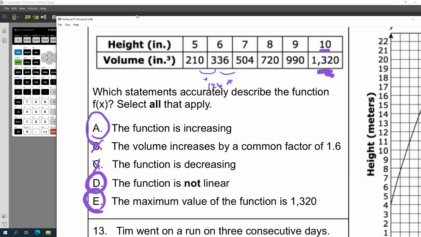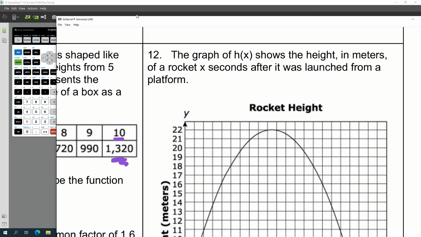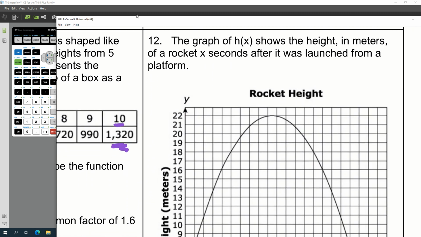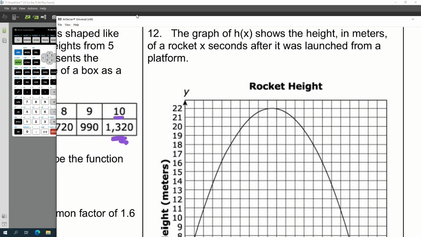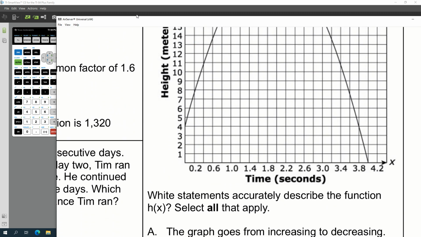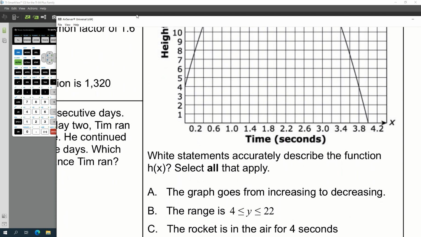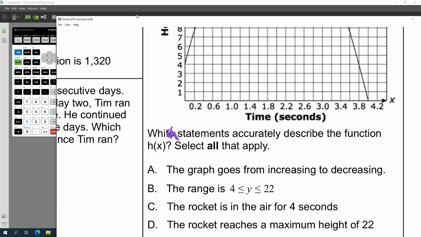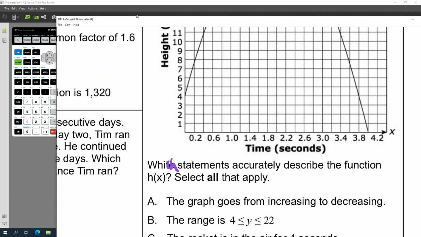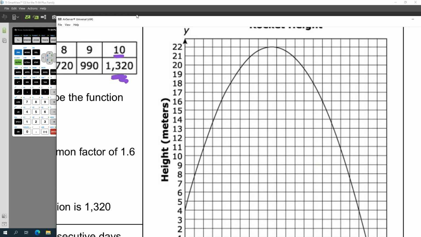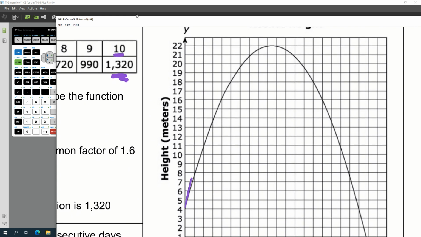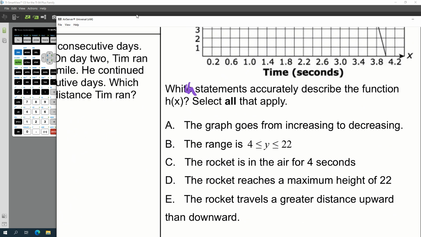Right. And then on number 12. This graph shows the height in meters of a rocket X seconds after it's launched. And so we want to know, it says white, I guess it should say which statements accurately describe the function h of x. Okay, the graph goes from increasing to decreasing. What do y'all think? Yeah, it's going up. The rocket's increasing in height. And once it gets to this maximum, it starts decreasing in height. So that's true.